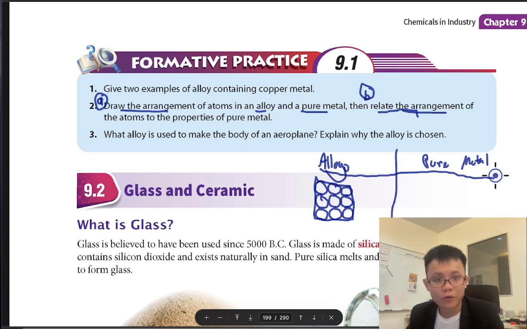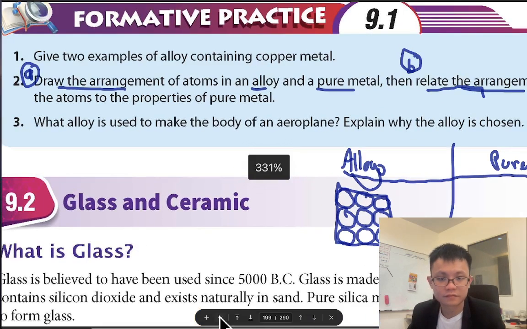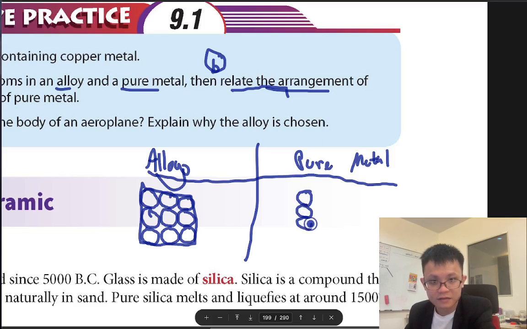Okay, how about pure metal? So I already draw alloy, which is actually the same thing. How to draw pure metal? So let me draw the pure metal. Maybe I draw again the same thing. Touch the line. Never mind, you estimate it, because later you all fall asleep when you watch this video. I just try my best to draw so that students can understand.